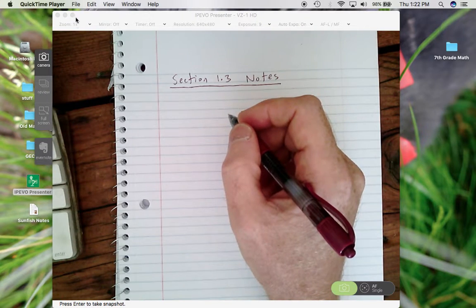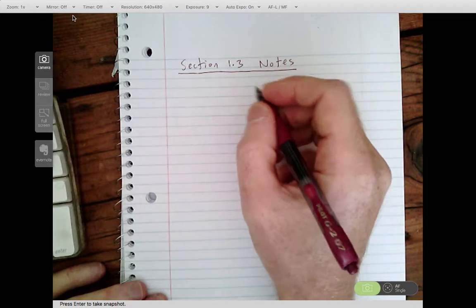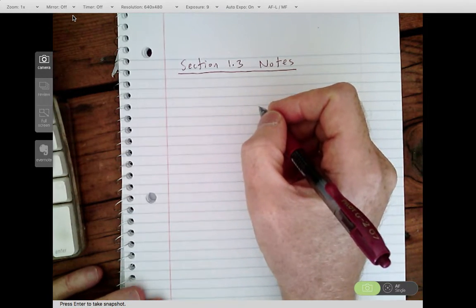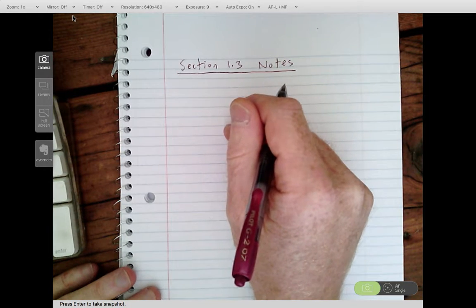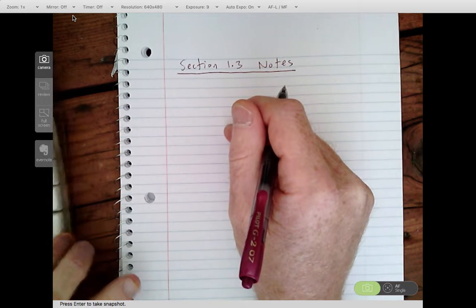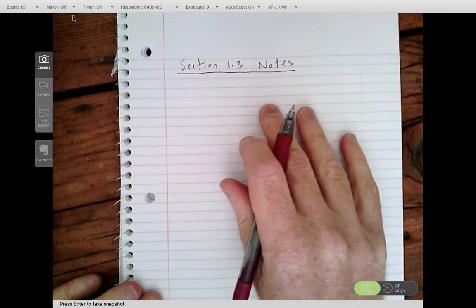Folks, here are our notes for section 1.3. And so 1.3, we're all about subtraction now. And in math, honestly, there's really no such thing as subtraction. It's just kind of a shorthand way to write out problems without writing out what's really going on.